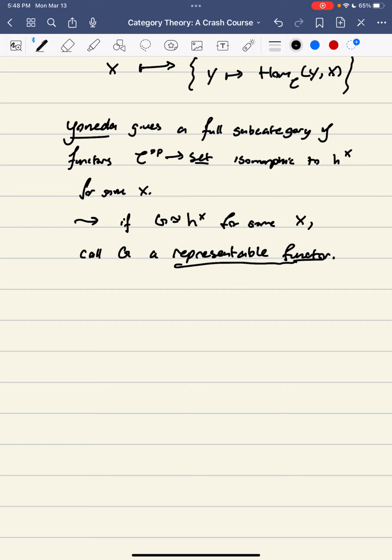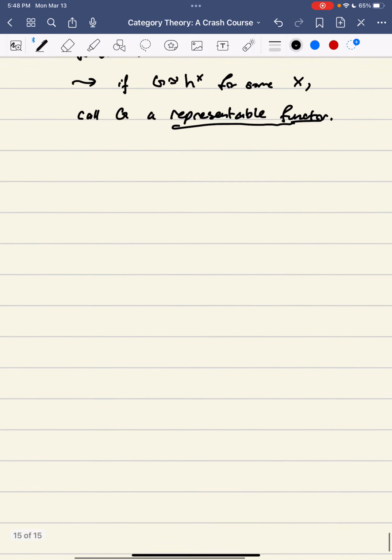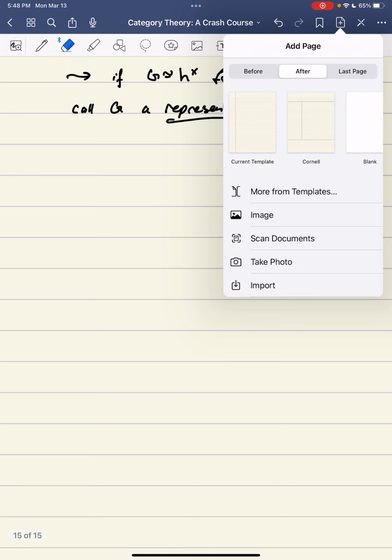These will be of fundamental importance in category theory. I actually saved a little picture.